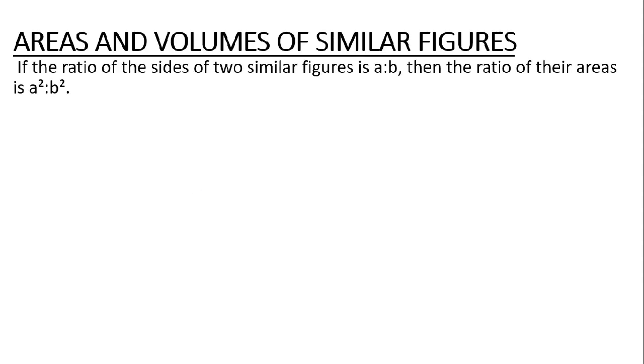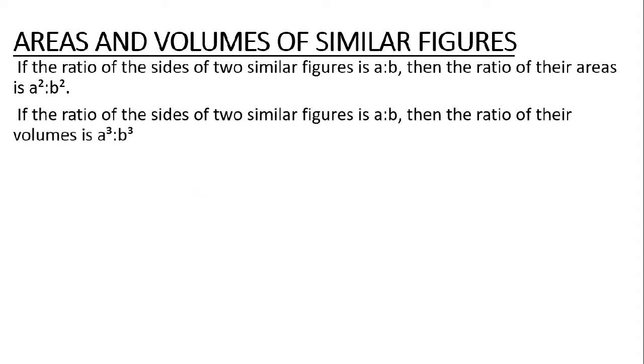Areas and volumes of similar figures. If the ratio of the sides of two similar figures is A to B, then the ratio of their areas is A squared to B squared. If the ratio of the sides of two similar figures is A to B, then the ratio of their volumes is A cubed to B cubed.